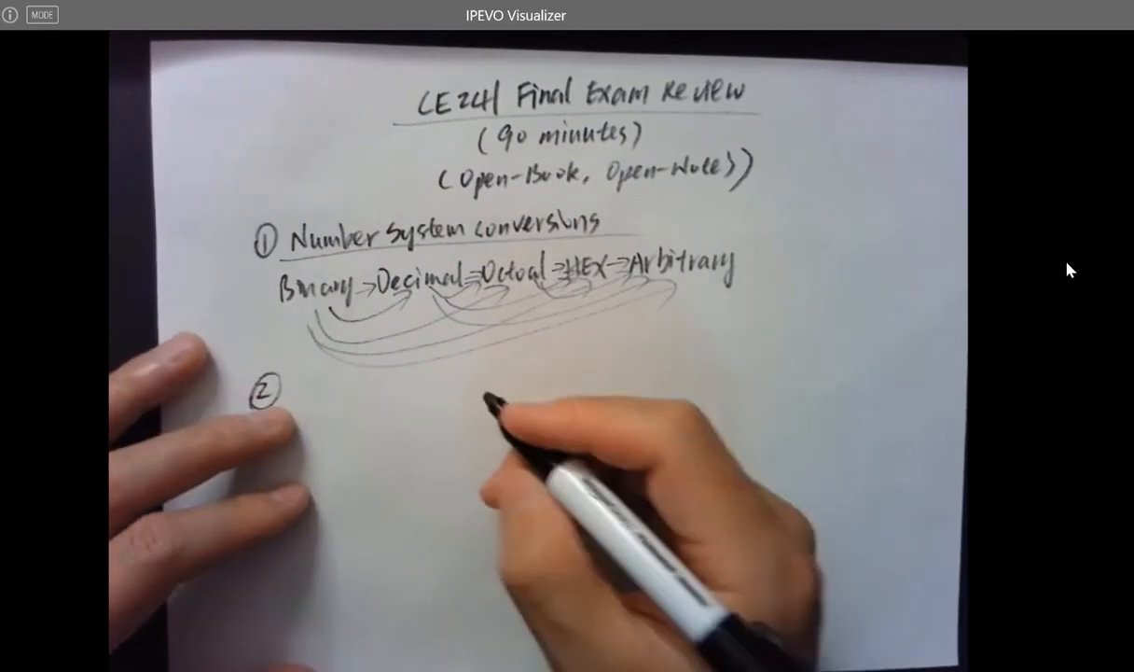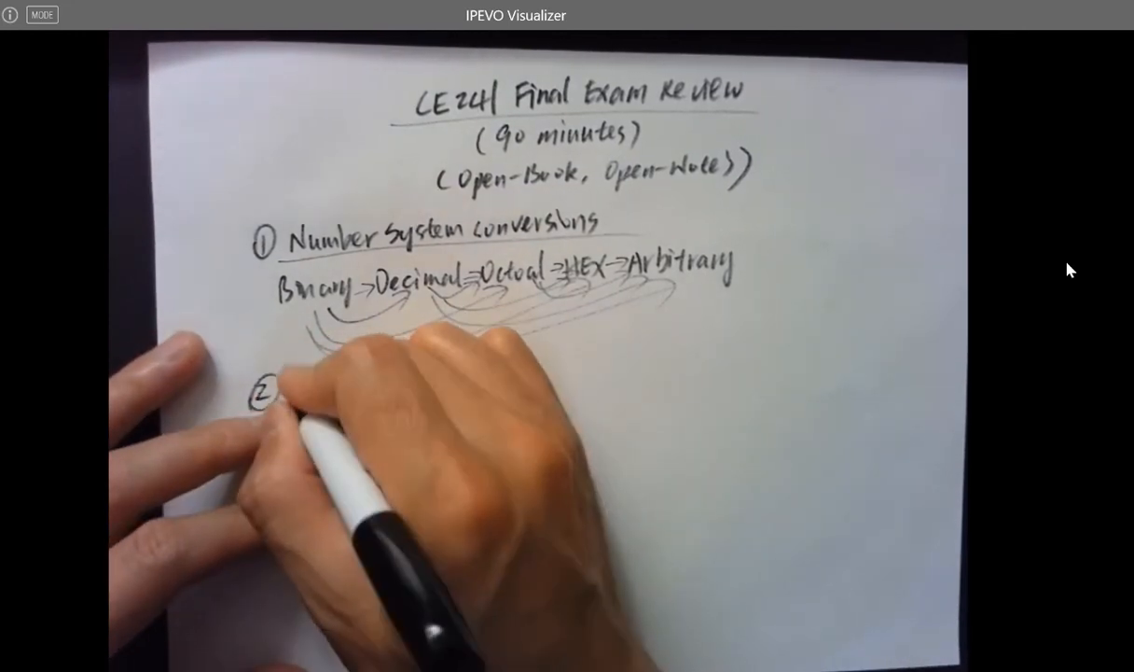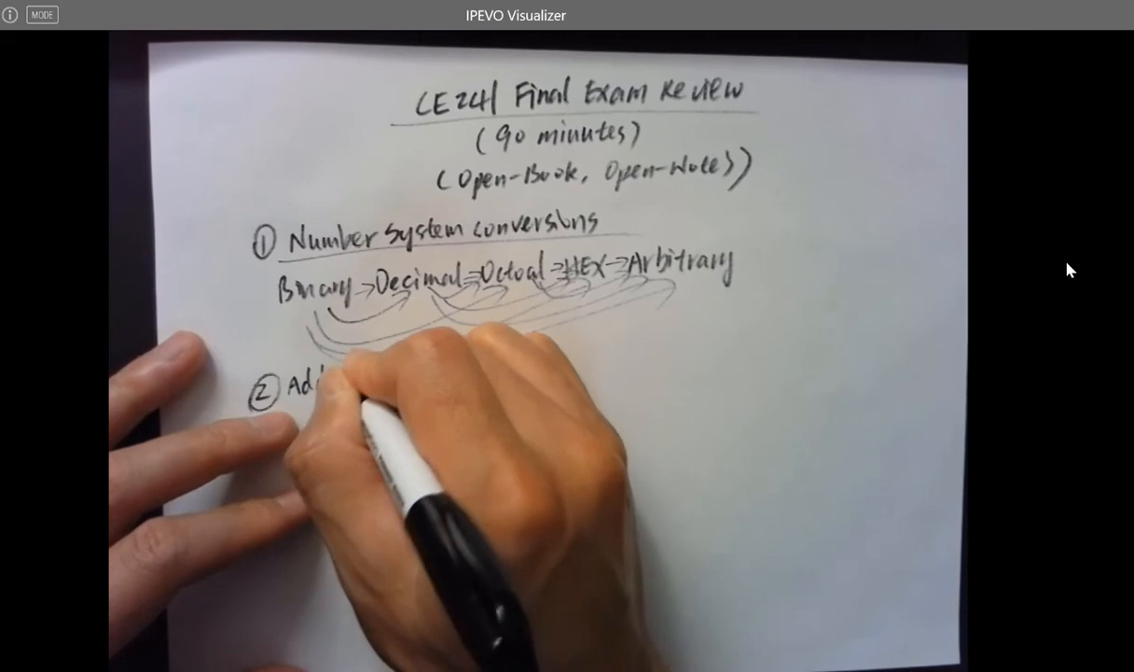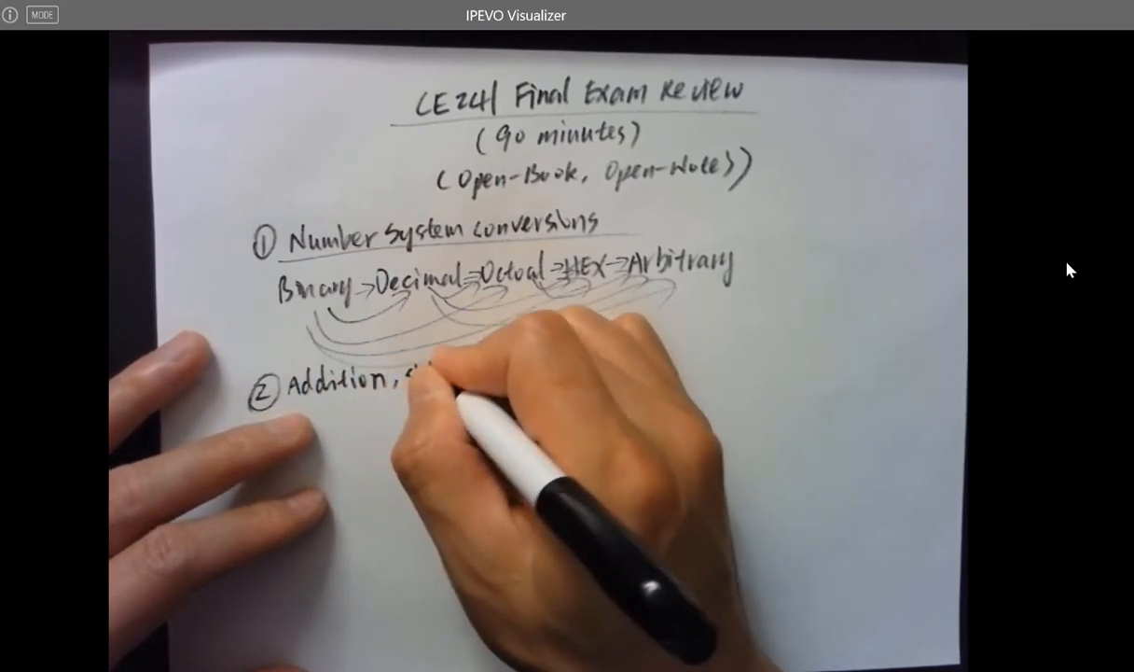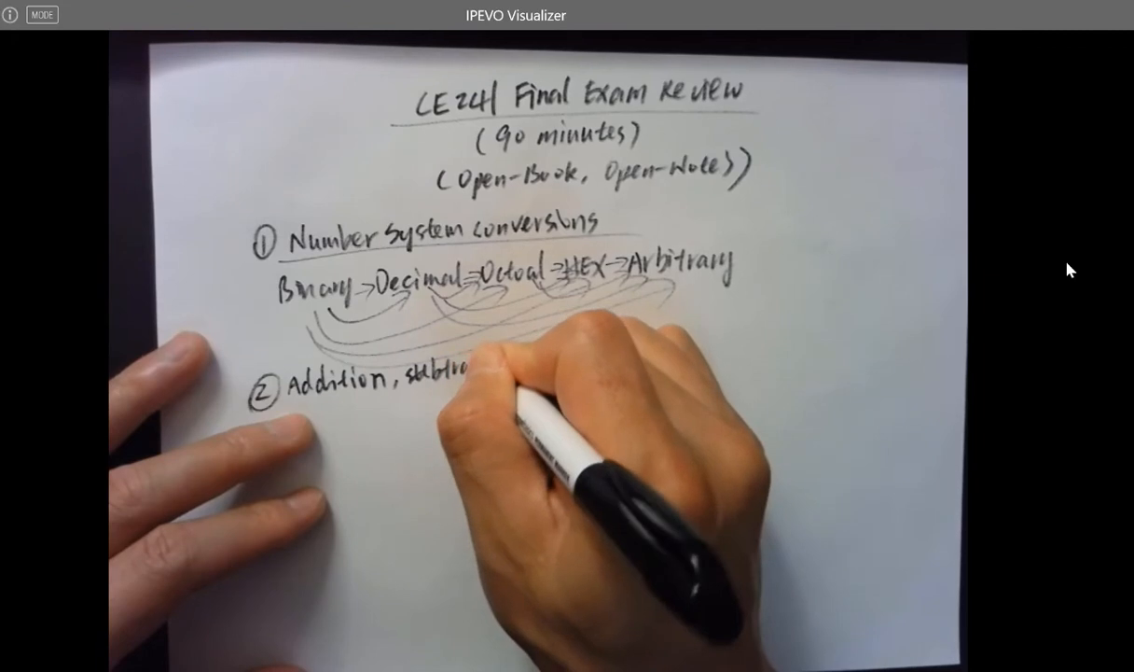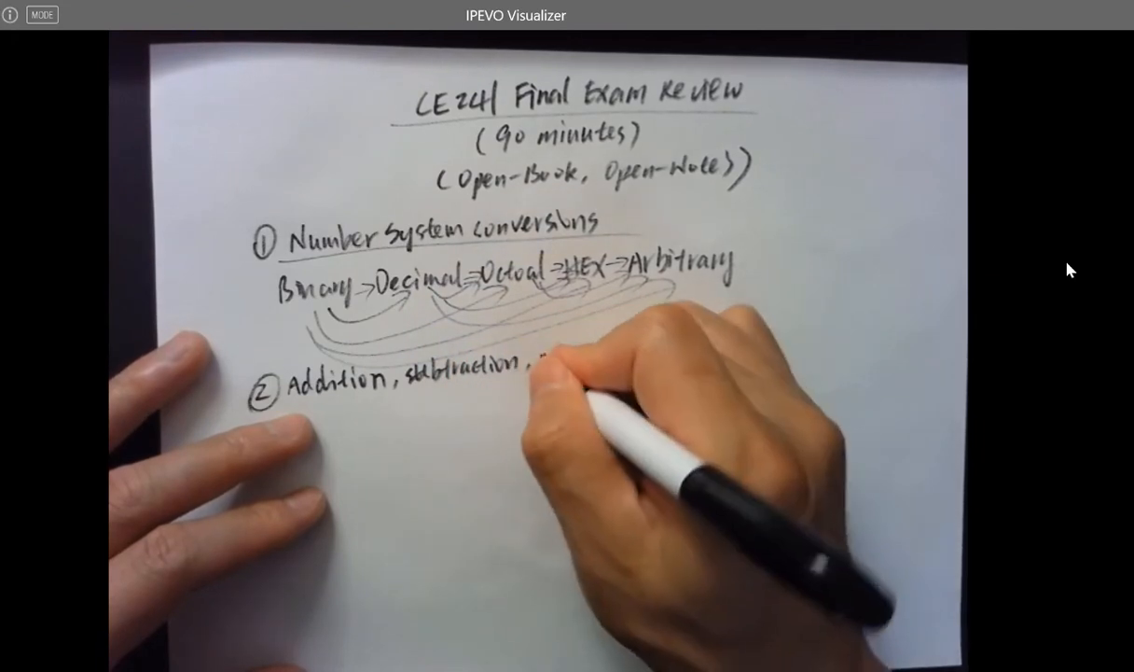Number two will be all these operations: addition in binary, so addition, subtraction, multiplication.